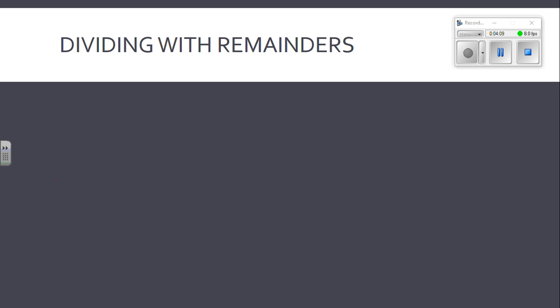This time we're going to do our rectangle model, and we're going to do 6,210 divided by 8. So let's draw our rectangle. All right, 8, 6, 2, 1, 0. 1,000 won't work because that'd be 8,000. 100 will work, that'd be 800.